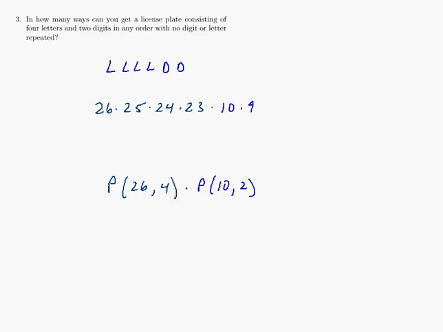Now, we want our digits and letters to be of any order. So in other words, I take this license plate here that I have 4 L's followed by 2 D's. In other words, it's 4 letters followed by 2 digits. And I want to consider, well, how many ways can I shuffle those around? In other words, there's another way of rewriting this.